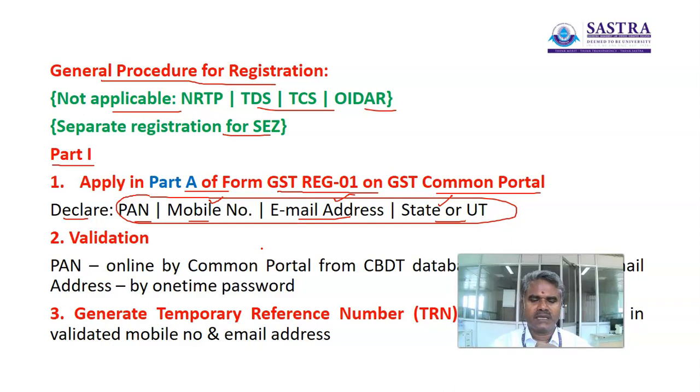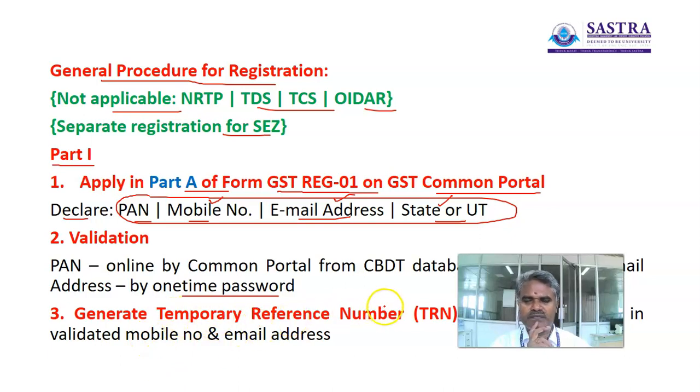Next, online through the common portal, from the Central Board of Direct Taxes database, the mobile number and email address are verified by a one-time password. They give a one-time password and you have to re-enter it. Then the portal will open, and only then you have to give all the other relevant information.